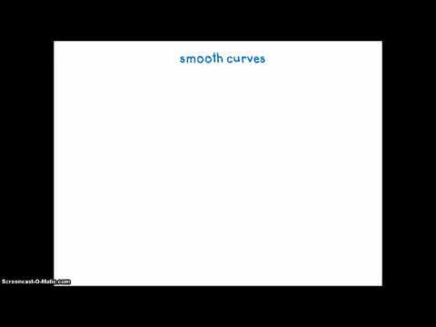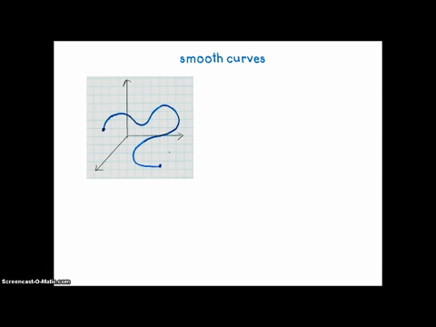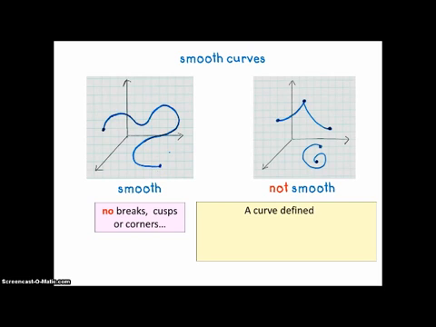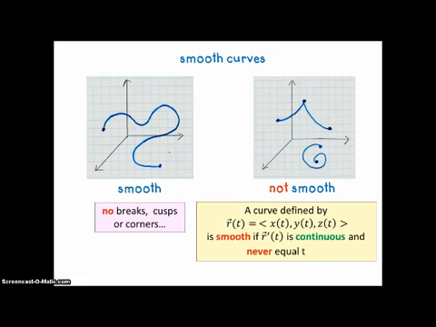Now we have to talk about different kinds of curves. So here's a smooth curve, which means there are no breaks, cusps, or corners. So basically it's differentiable at every point. And then here we have some curves that are not smooth. A curve defined by a parametric vector function is smooth if the derivative vector function is continuous and never equal to the null vector. If you have it equal to the null vector, it's possible to get a cusp.